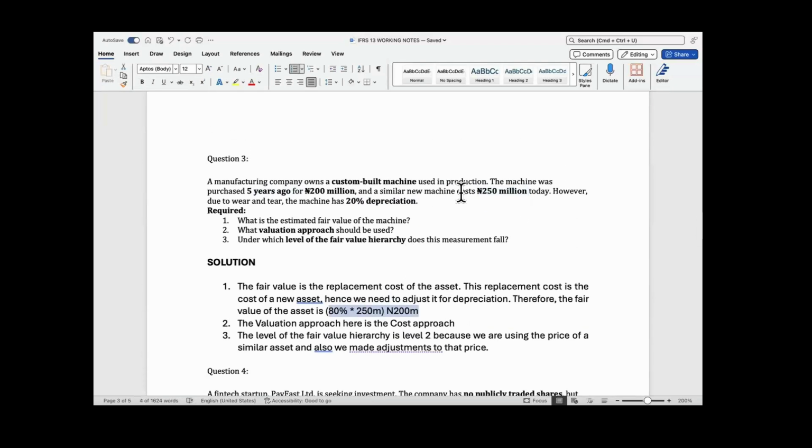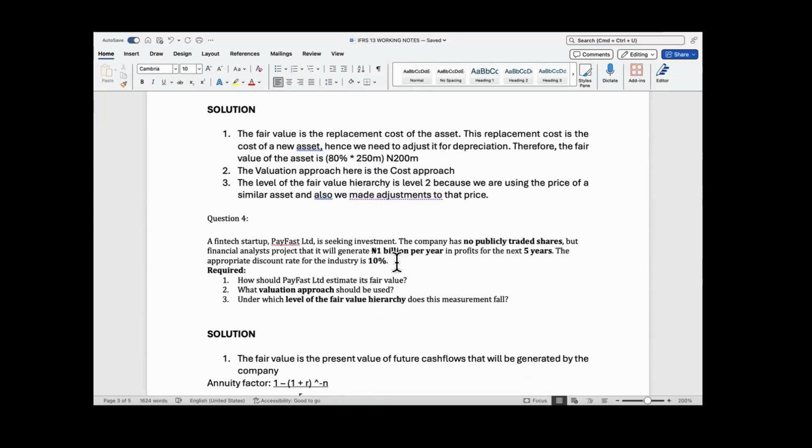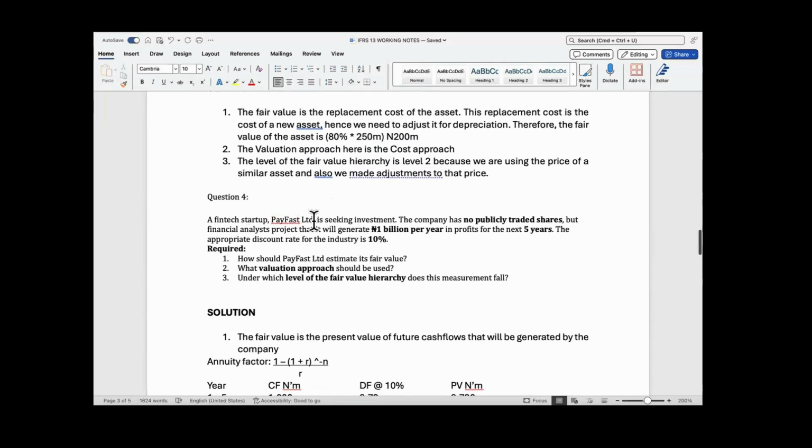But ultimately, this is a cost approach, right? And this one also, for this company, you see that they gave us future cash flows and they give us discount rates, right? They give us the money this company can generate per year for the next 5 years.